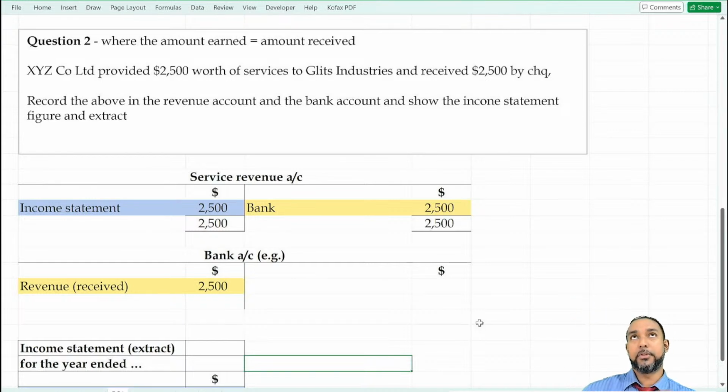And when we talk about the word earn, so to earn revenue, you have to do so by providing a good or a service to a customer. And then the customer has to pay you for doing whatever you did. So you earn your revenue by providing a good or a service, right? Expenses are incurred, and you incur an expense by using a good or a service.